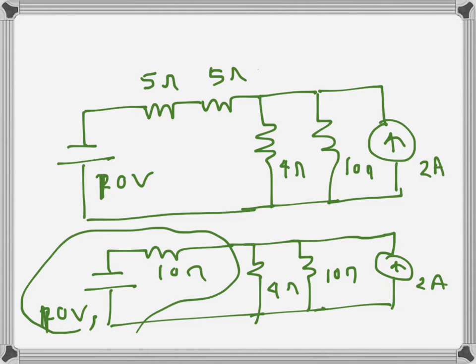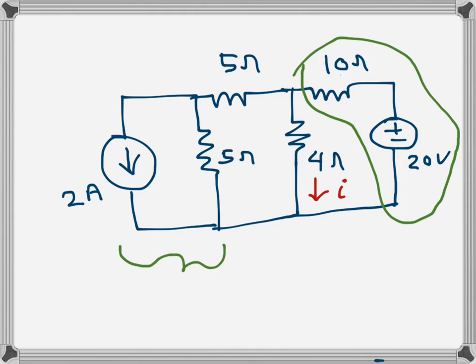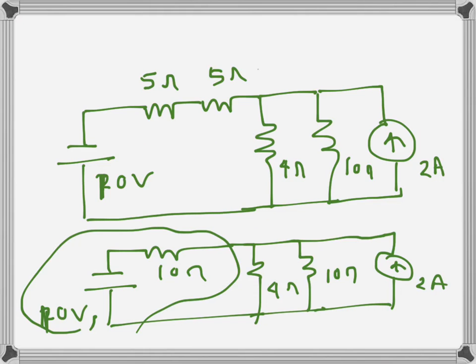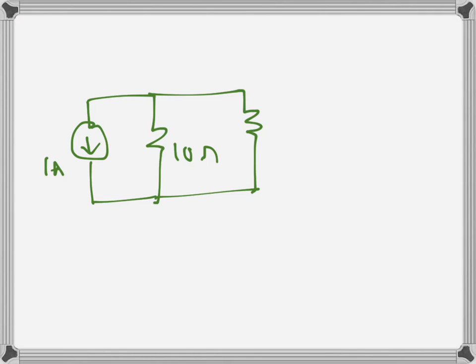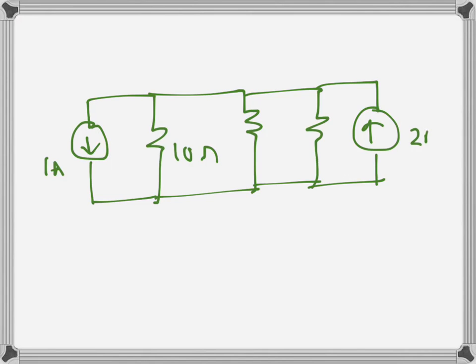So this is becoming 1 amp because the voltage source value will be 2 amps times 5 ohms, that will be 10 volts. So now we have this one, 1 amp there, 10 ohms there, and our 4 ohms which remains intact, and then 10 ohms there, and then we have 2 amps going in that direction.